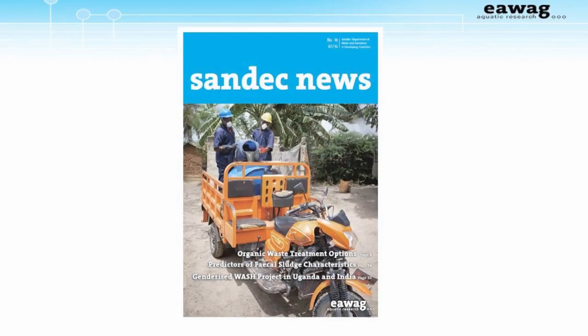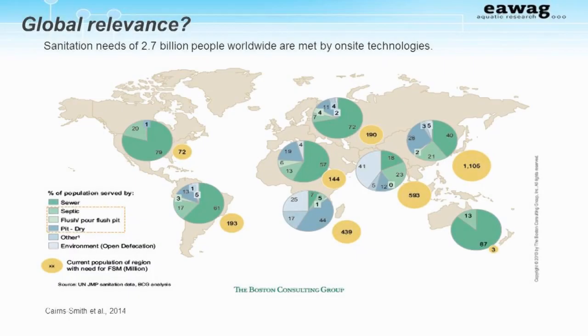This picture is of a sustainably operated manual emptying company in Dar es Salaam, Tanzania. Notice the protective clothing the workers are wearing. Fecal sludge management represents a significant global need. The sanitation needs of 2.7 billion people worldwide are served by on-site sanitation technologies, 1 billion of these living in urban areas across Africa, Asia, and Latin America. This is expected to grow to 5 billion by 2030.